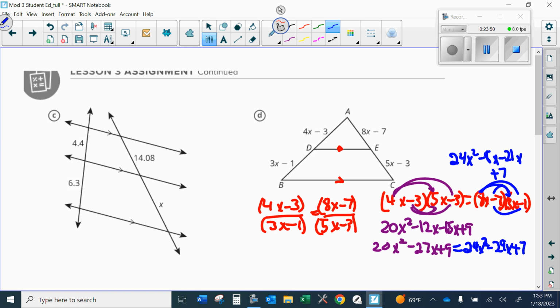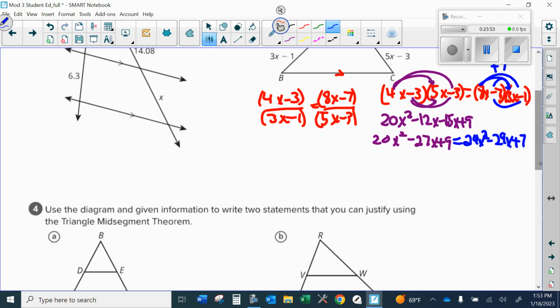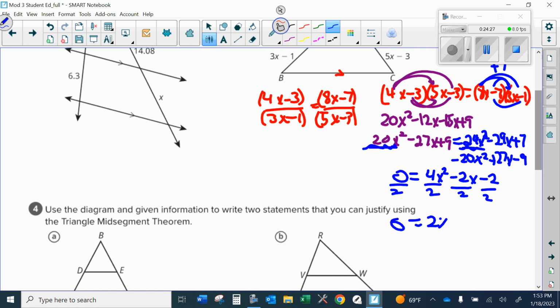It's a quadratic. First thing you do with all quadratics is set equal to 0. So I'm moving, this is the higher one, so I move the whole left side over. Okay, so I'm now, that's not division, so I'm subtracting 20x squared, I'm adding 27x, and I'm subtracting 9. Okay, so now I have 0 equals 4x squared minus 2x minus 2. Okay, now since they're all even, I can divide each term by 2 to simplify, get smaller numbers. I get 0 equals 2x squared minus x plus 1.